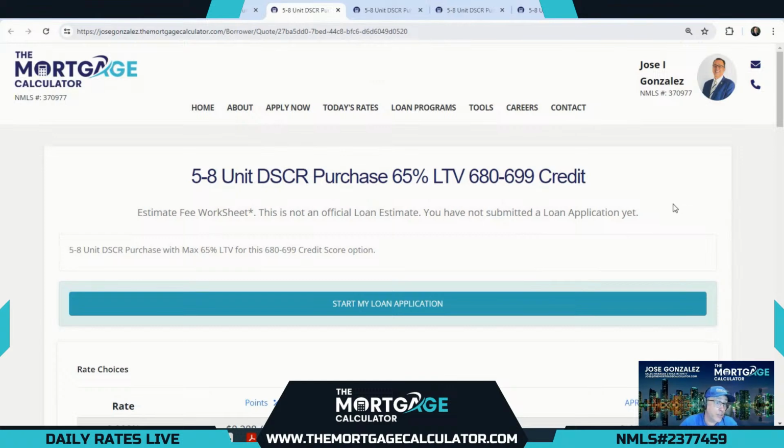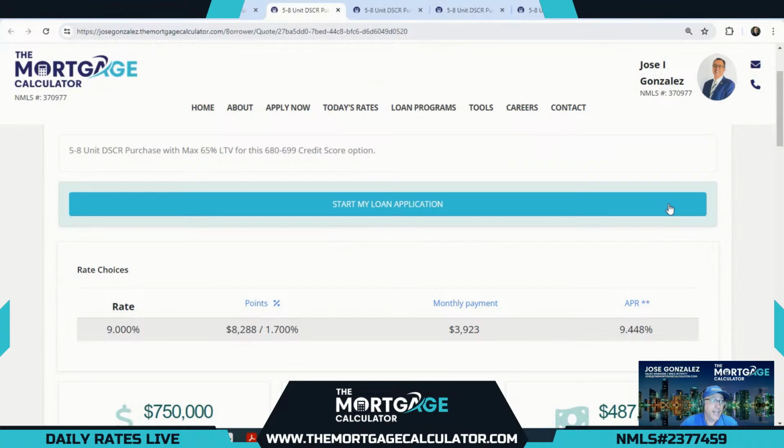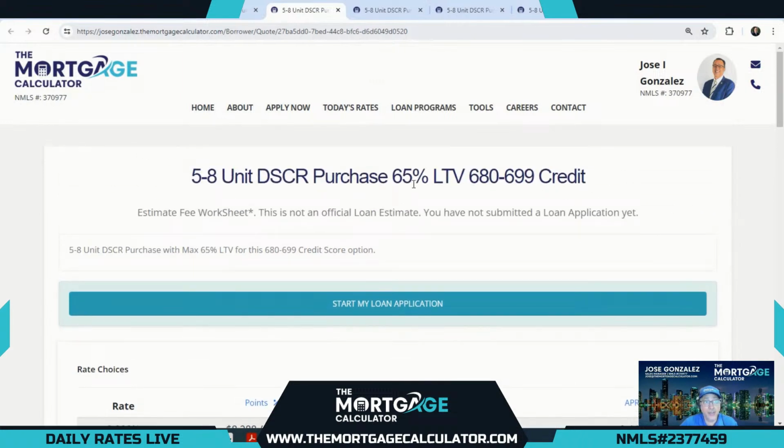The reason I'm mentioning this low interest rate option, because I'm going to show you another option after this that lets you go down to a 650 credit score up to a 75% LTV. But it's higher rate, as you will see. So now here we're looking at 65% LTV, and the rate again 9%. The cost again 1.7 points. So 9% to stay the same cost, but again we drop the LTV to 65% LTV.